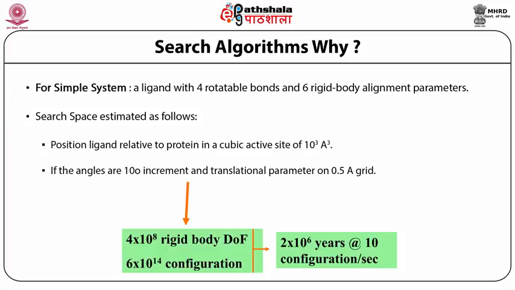6 rigid body alignment parameters, you can have a space which can be roughly calculated, with the positioning in a cubic site would be 10 to the power 3 if your active site is such. And if we change the angles by 10 increments and the translation parameter by 5.5 grid, we land up with rigid body 4 into 10 to the power 8, then 6 into 10 to the power 14 configurations of the molecules. Together, if we have 10 configurations per second on any computer giving you the strategy of searching and scoring, you require 10 to the power 6 years to do these calculations.